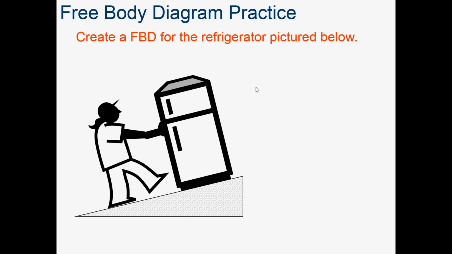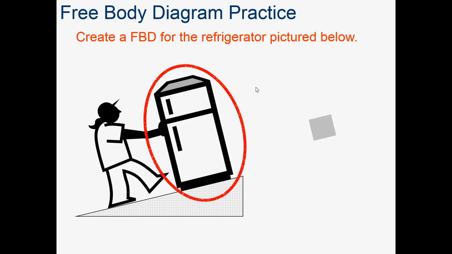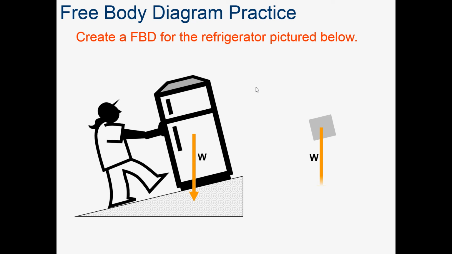Here's a person pushing a refrigerator up an inclined plane. We want to do a free body diagram for the refrigerator. So we represent the object. Notice it doesn't have to be a detailed representation. A lot of times we even just draw a point. The refrigerator has weight. Weight is always pulling down towards the center of the earth.